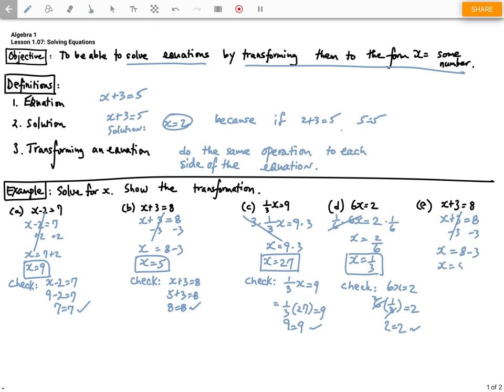x equals 5. Let's check to see if this is the correct solution. x plus 3 equals 8. 5 plus 3 equals 8. 8 equals 8. It checks out.